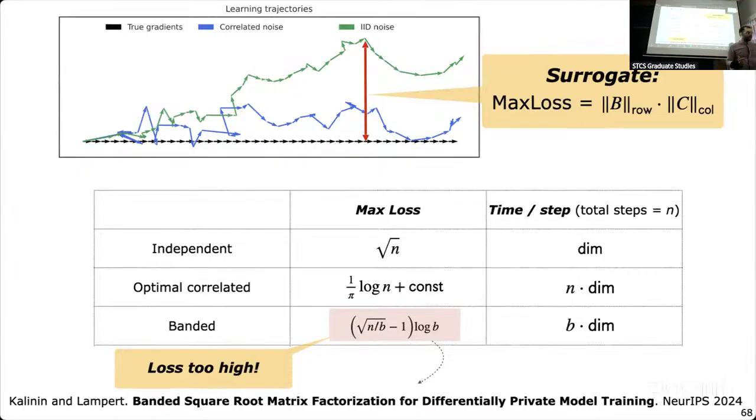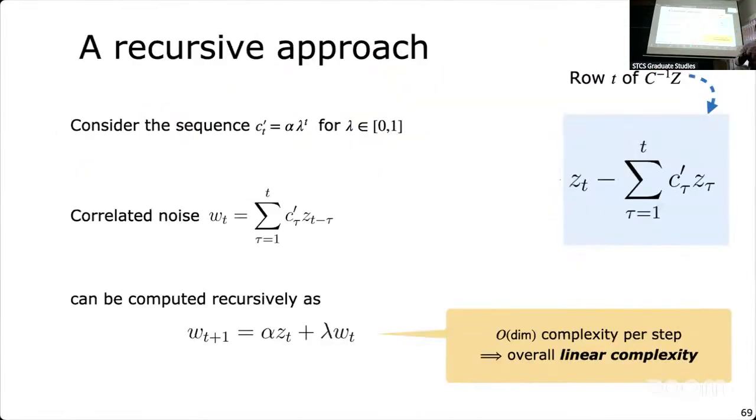Our approach here was to start with, okay, what can we implement recursively? Let's say we have a nice exponentially decaying sequence, alpha times lambda to the power t. Everywhere you see z tau, it should be z t minus tau. That's a typo which got copy pasted in each slide. Apologies for that.